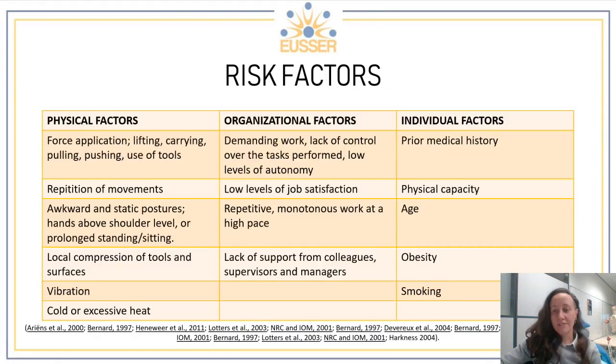I don't have a lot of time in this presentation, but I will give a quick overview of some risk factors. We know that there's a lot of evidence that exposure to combinations of physical workplace strains, such as overhead working, heavy lifting, forceful work, or working in awkward positions, increases the risk of shoulder disorders. And there are several other physical, organizational, or individual factors.